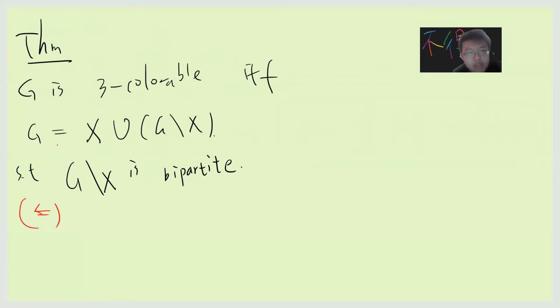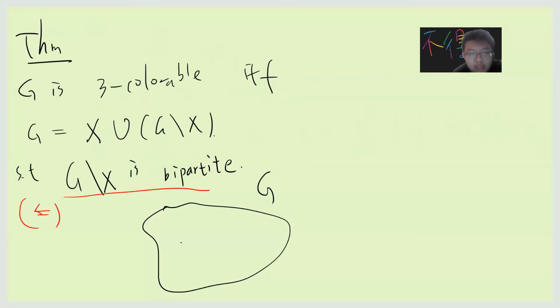So let's say G can be written as the largest independent set, and the rest is bipartite. The rest being bipartite means that I can use two colors to color the rest. Let me just draw this. This is G, and then I get X. Let's say this is X. For every point in X, there's no connection between them, so there's no contradiction here, and then the rest is bipartite.